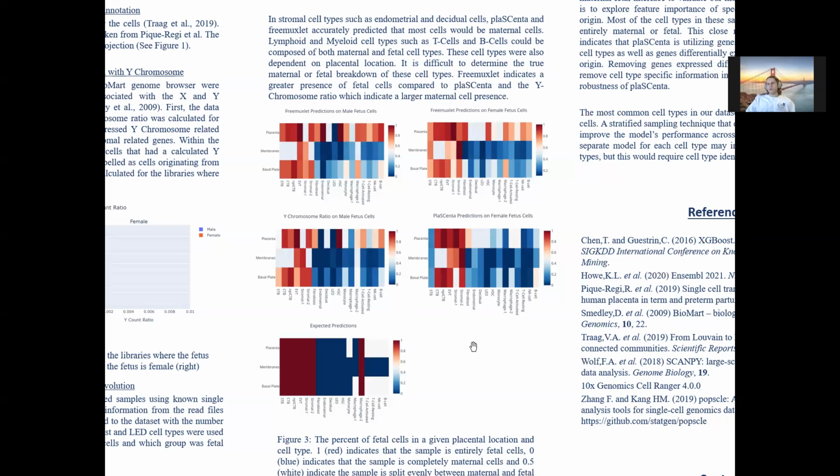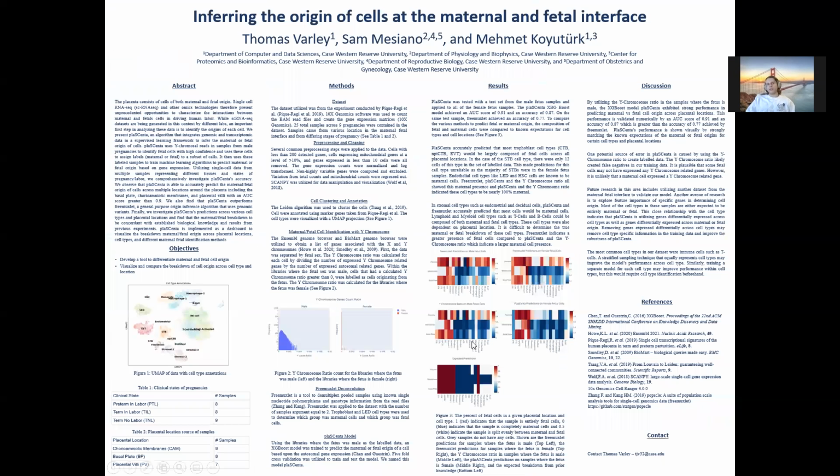In conclusion, we've shown that placenta performed strongly with an AUC of 0.91 and an accuracy of 0.87, which outperformed Trumuxla, which had an accuracy of 0.77. Placenta matches the expectations for the known maternal-fetal breakdown of cell types, as shown by those heat maps. One potential source of error in placenta is caused by using the Y chromosome ratio to create labeled data. Maternal cells are unlikely to express Y chromosome-related genes, but it is plausible that fetal cells did not express Y chromosome-related genes, thus introducing false negatives in our training data.